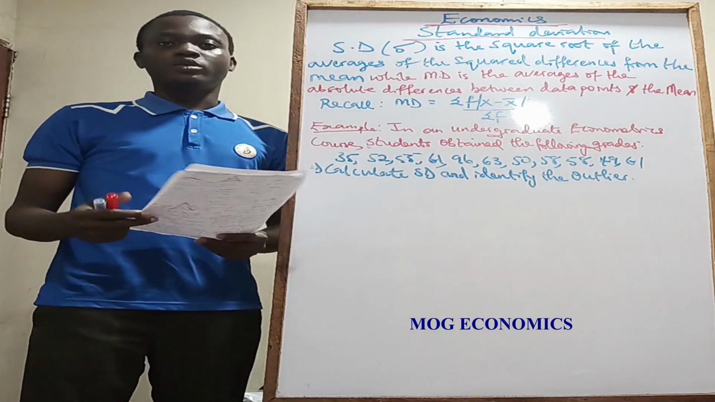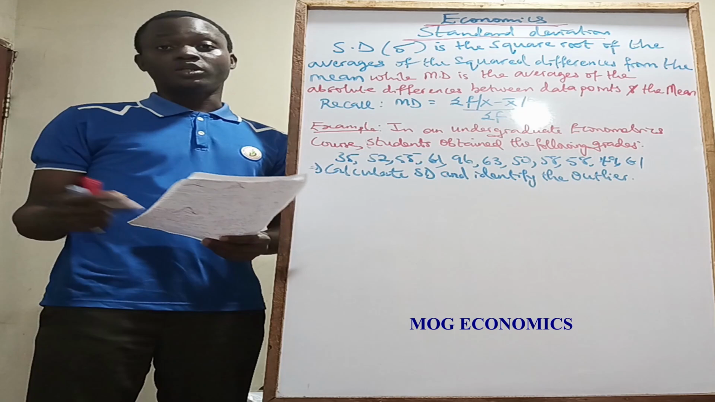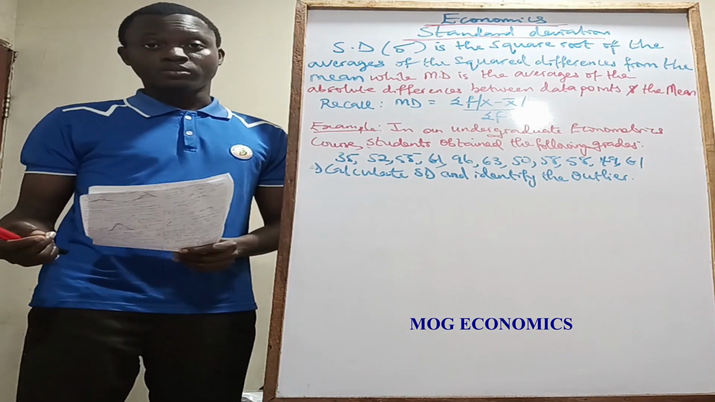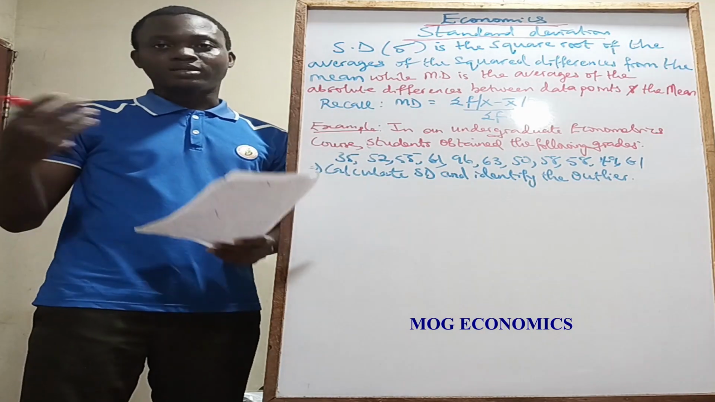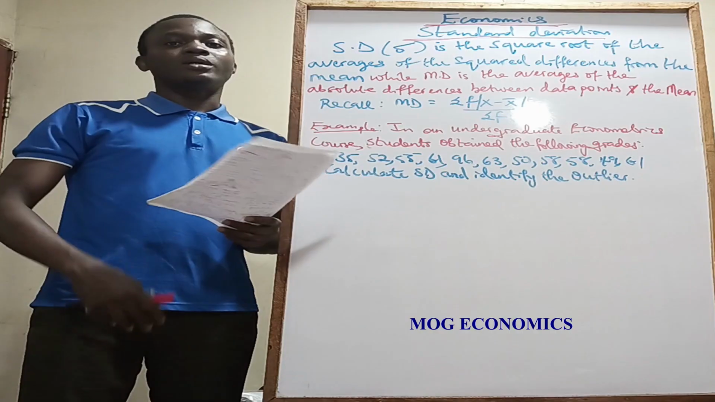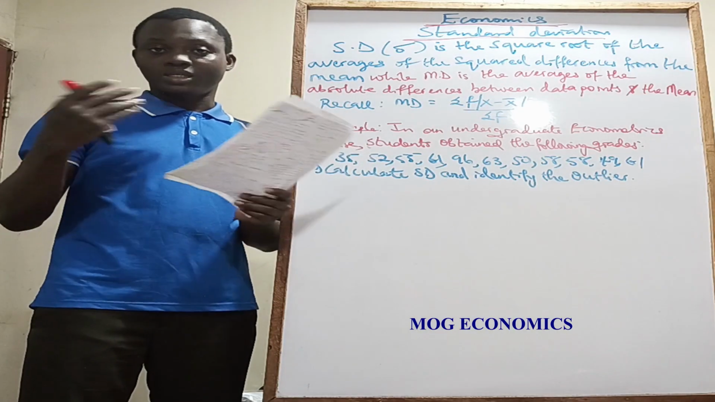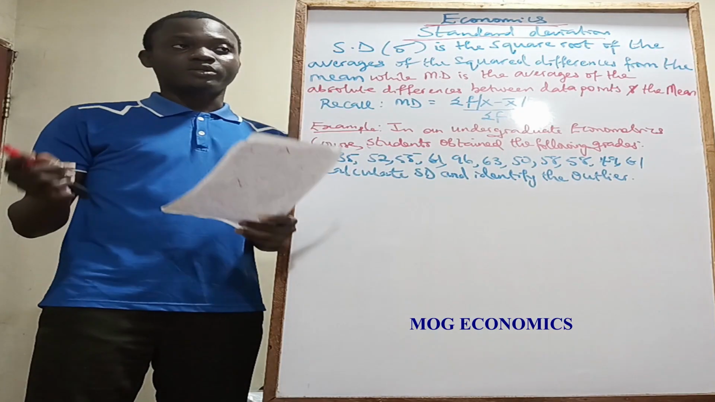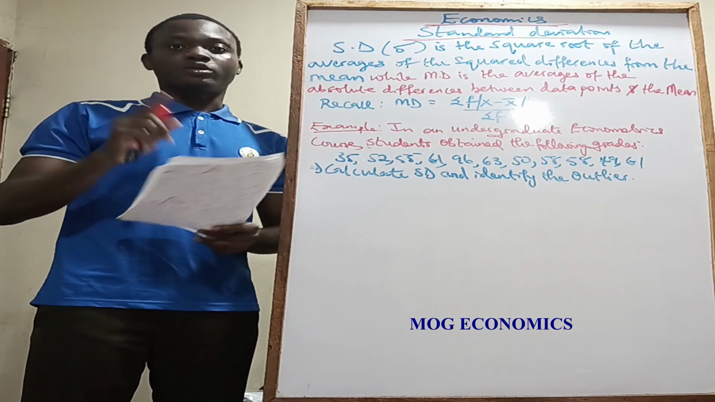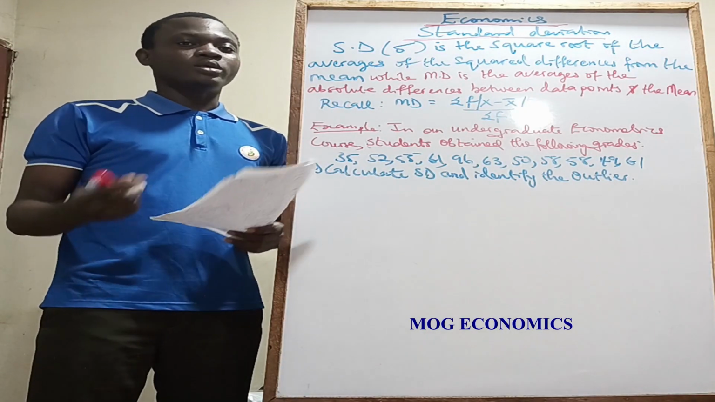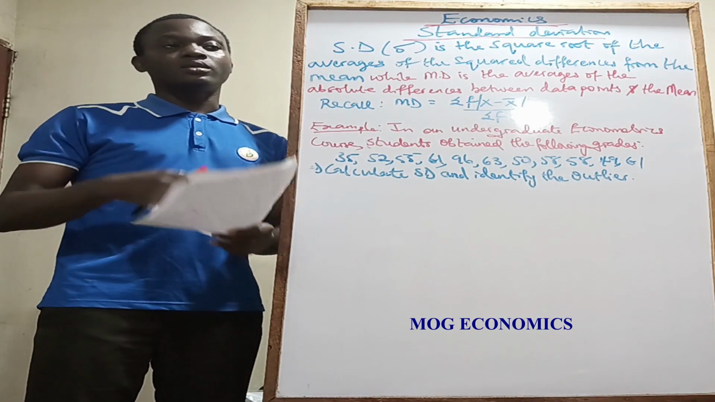So standard deviation is one of the measures of dispersion, otherwise known as the measure of spread. So it has other family members. You have the mean deviation, you have the variance, and you have the quartiles. In our previous class, we discussed mean deviation, the concept of quartiles, percentiles and deciles. So in this class, I want to look at the concept of standard deviation.